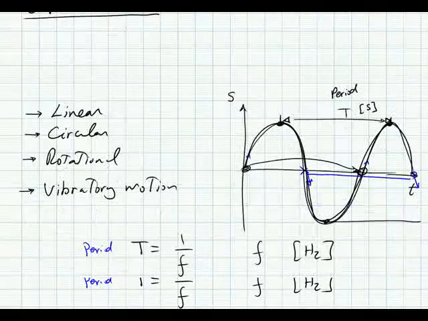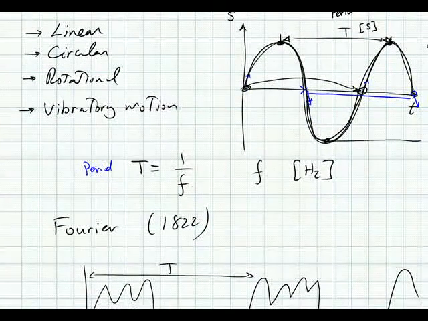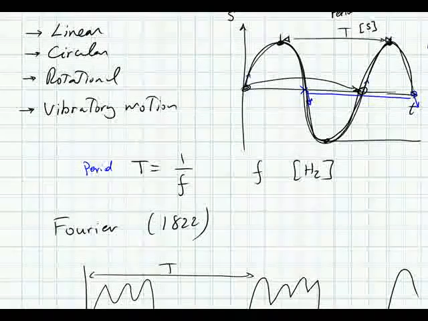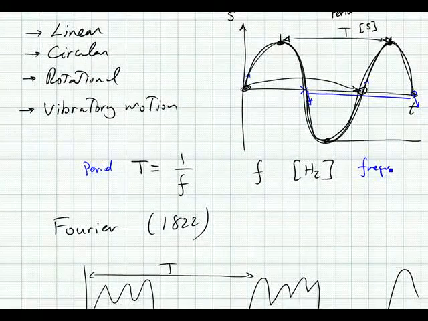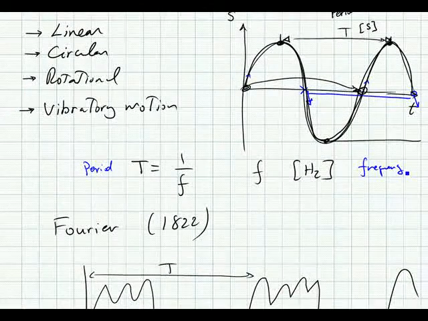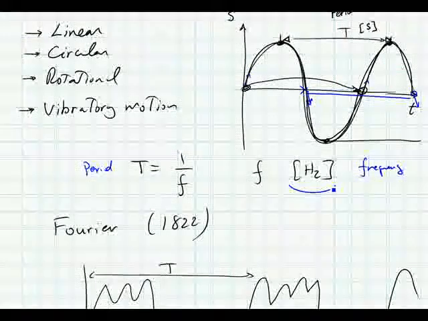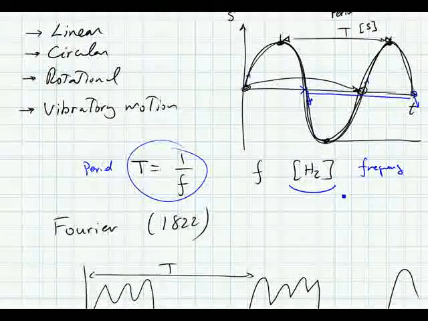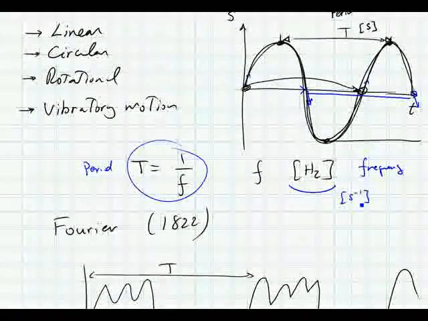So the period of the object, T, is the time interval over which the displacement is back to where it was, and 1 over T is called the frequency of oscillation. The frequency of oscillation, the units for which are hertz, is the inverse of the period. Hertz, or seconds to the minus 1.